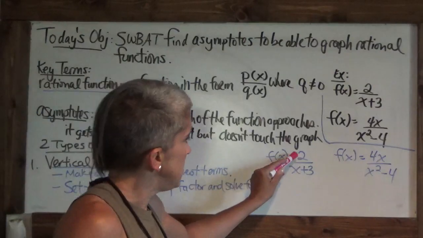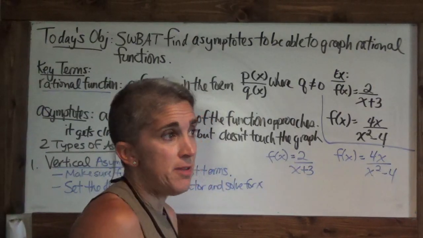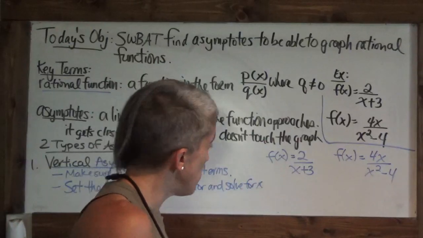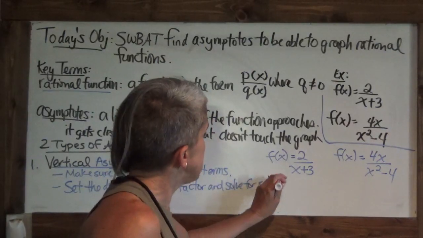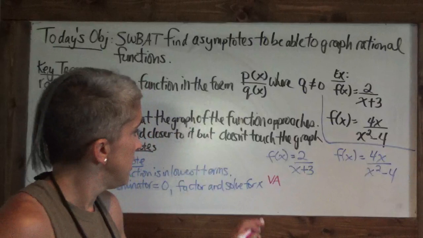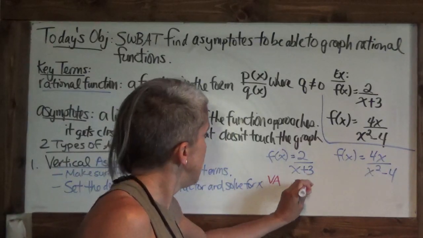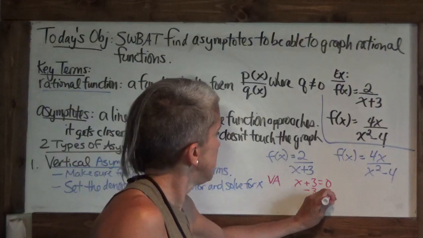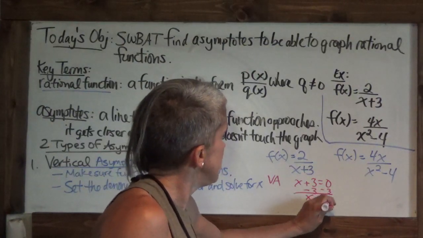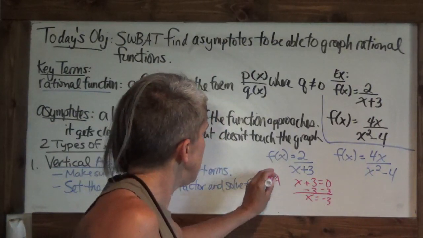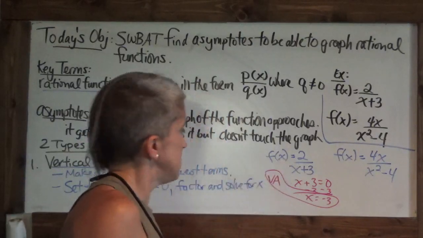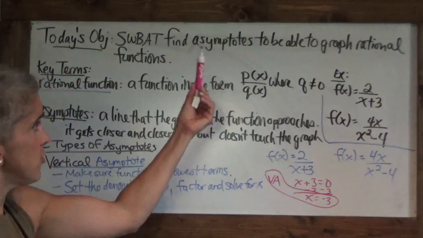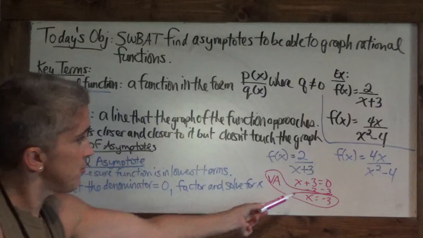So looking at this one here, 2 over x plus 3. Can't simplify that anymore. So to find the vertical asymptote, which I'll abbreviate as VA, we're going to take our denominator, make it equal to 0, and solve it for x. x equals -3. So our vertical asymptote for this example is x equals -3. So it's going through the x-axis at -3.